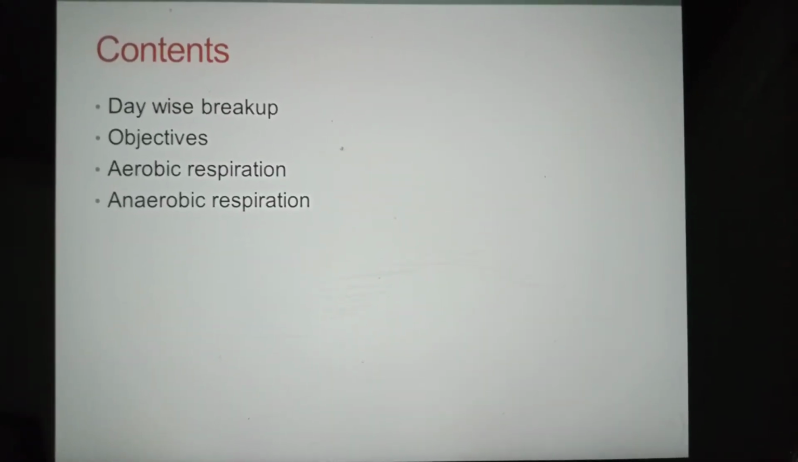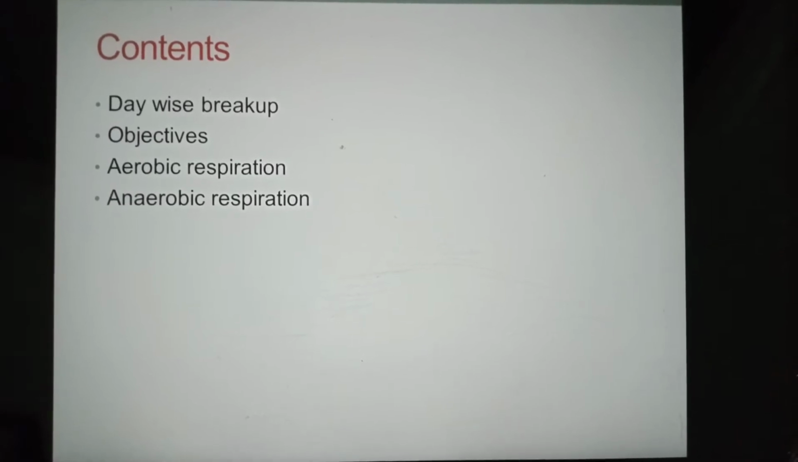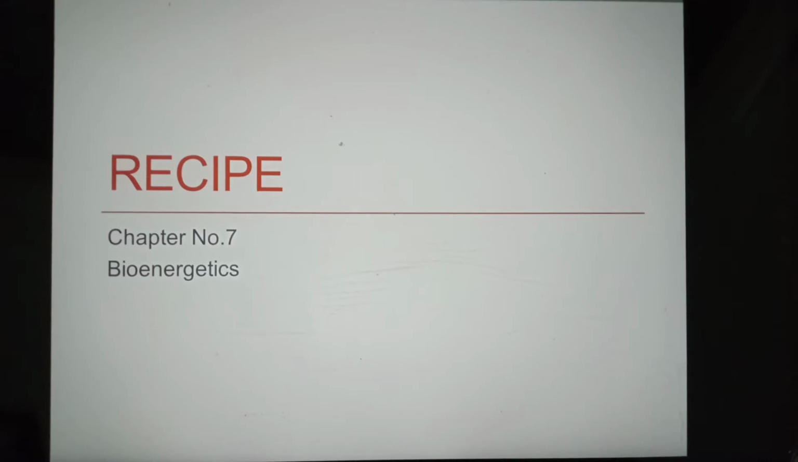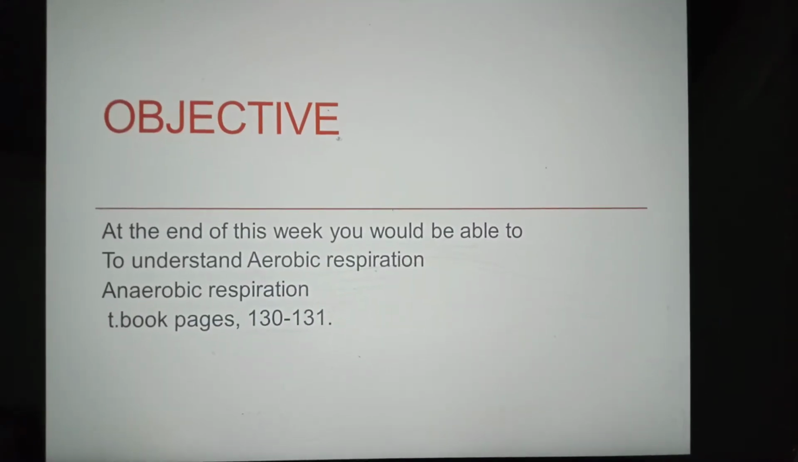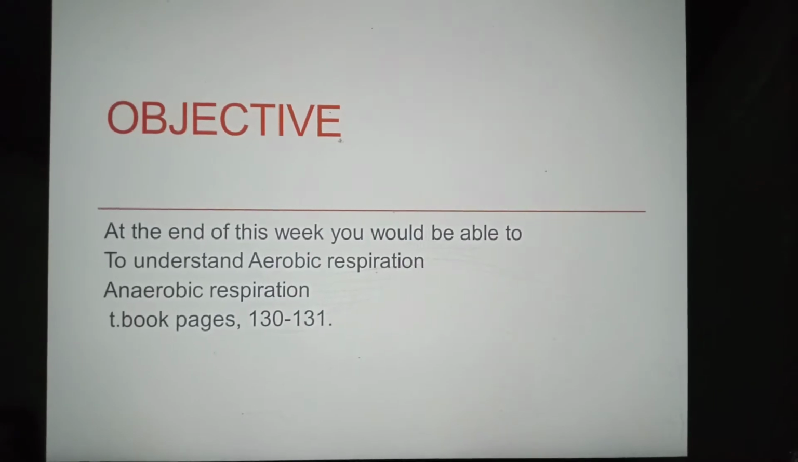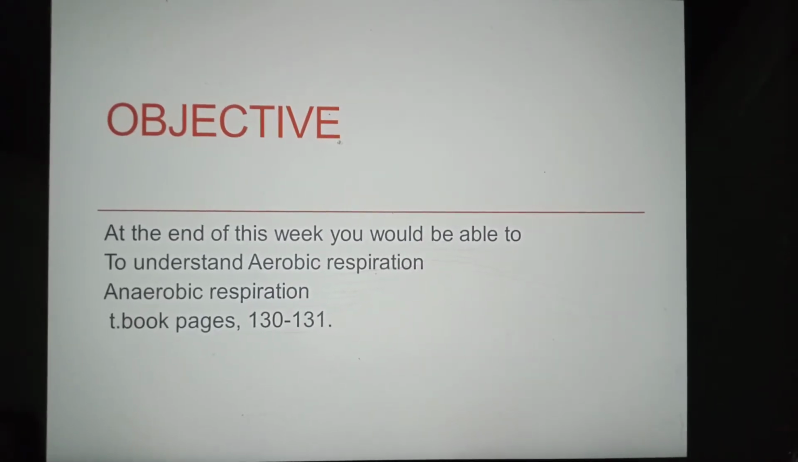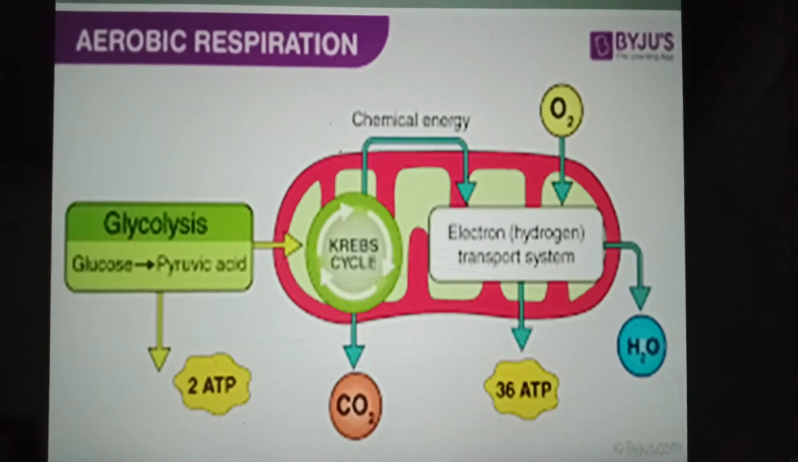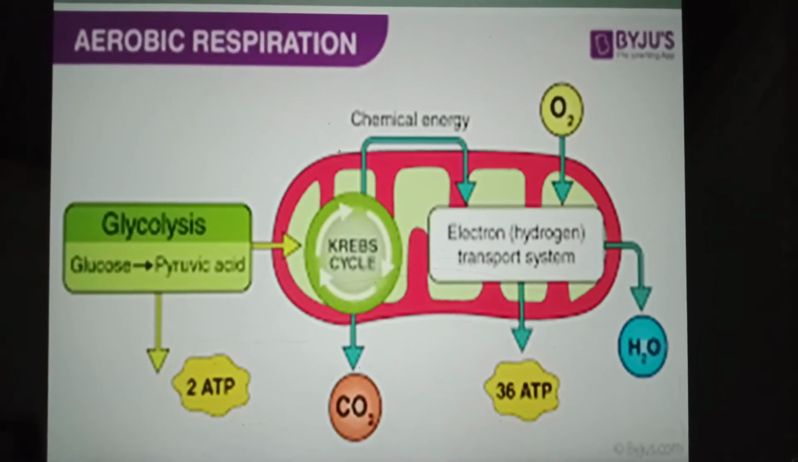Contents include day-wise breakup, objectives, aerobic respiration and anaerobic respiration. This is chapter number 7, Bioenergetics. The objective is that at the end of this week you would be able to understand aerobic respiration and anaerobic respiration from textbook pages 130 to 131. Now it's time to discuss Task 1, which is about aerobic respiration.